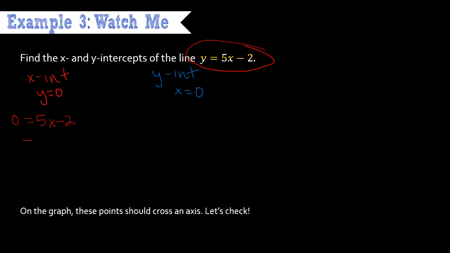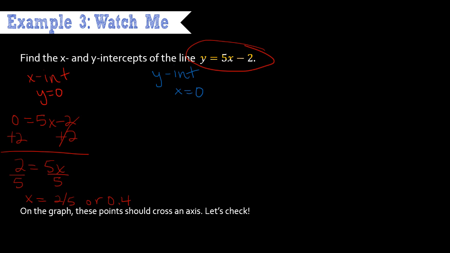I don't need to simplify anything. So I want to get x by itself, so I can go ahead and add 2 to both sides. So those cancel. 2 is going to equal 5x. Divide both sides by 5. And I'm going to flip-flop here. So x is going to equal 2 over 5, or as a decimal, that's going to be 0.4. So a little bit under a half.